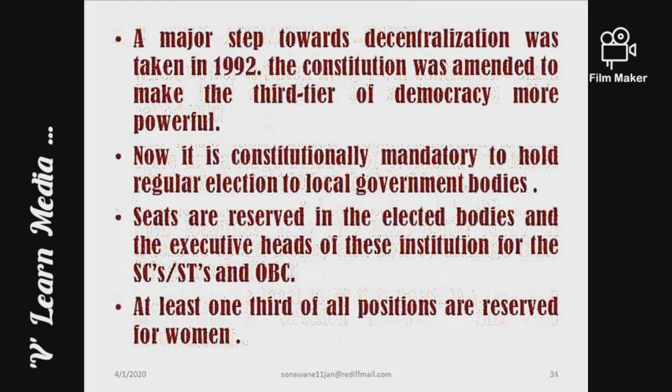A major step towards decentralization was taken in 1992. The Constitution was amended to make the third tier of democracy more powerful. Now it is constitutionally mandatory to hold regular elections to local government bodies. Seats are reserved in the elected bodies and the executive heads of these institutions for the SCs, STs and OBCs. At least one-third of all positions are reserved for women.